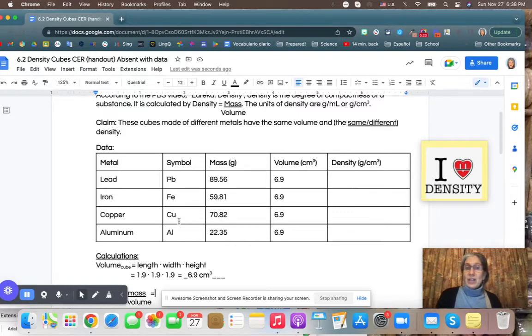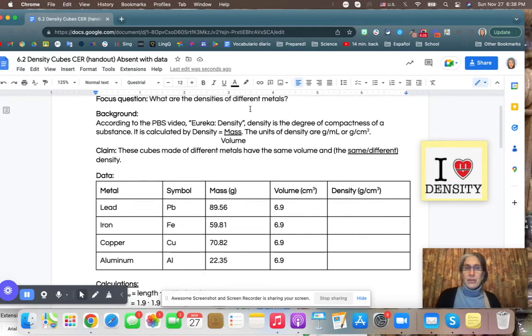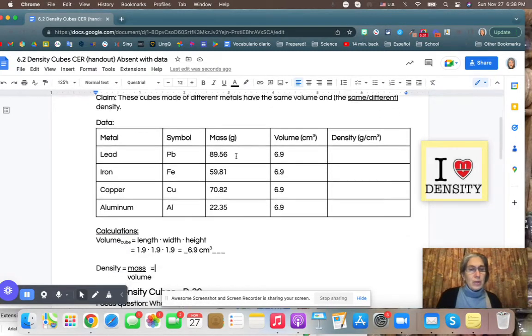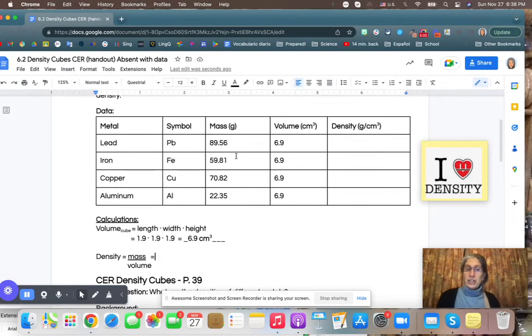So now we need to calculate density. And if you remember above, there's a formula for density. Density equals mass over volume. That's why I heart density. And then in my calculation section, so if you've got a data section and you need to do stuff with it, you need to also have a calculation section. So I'm going to put down my formula for density.